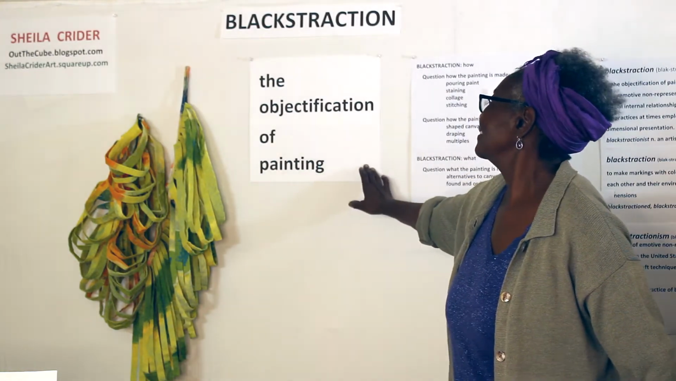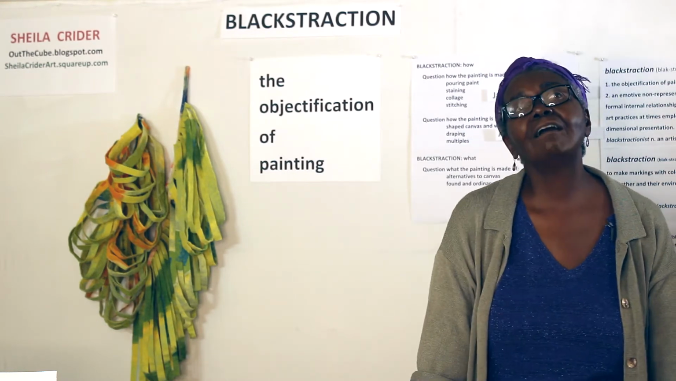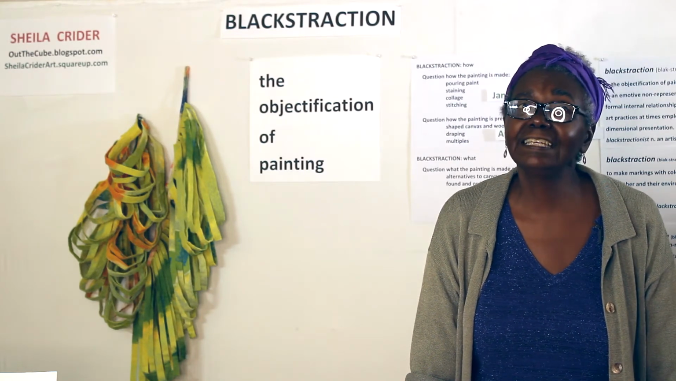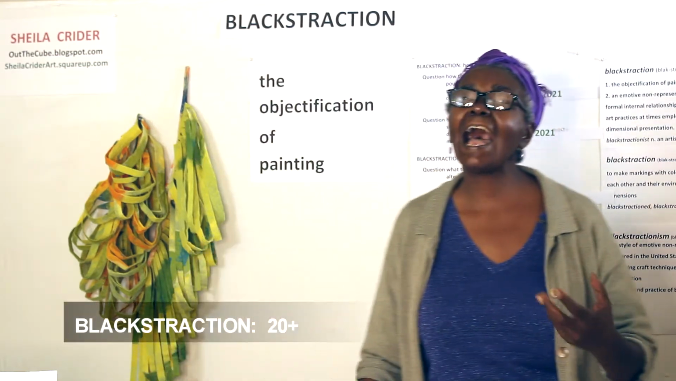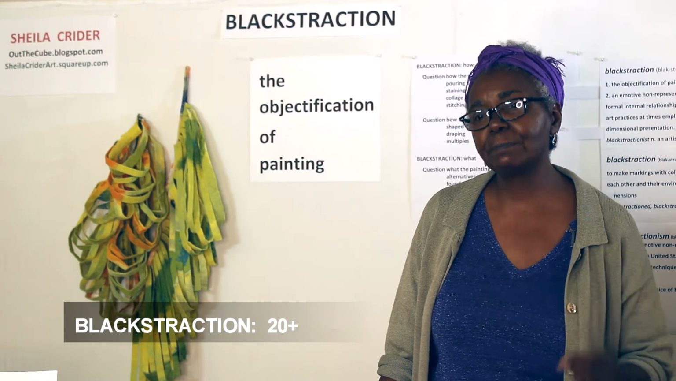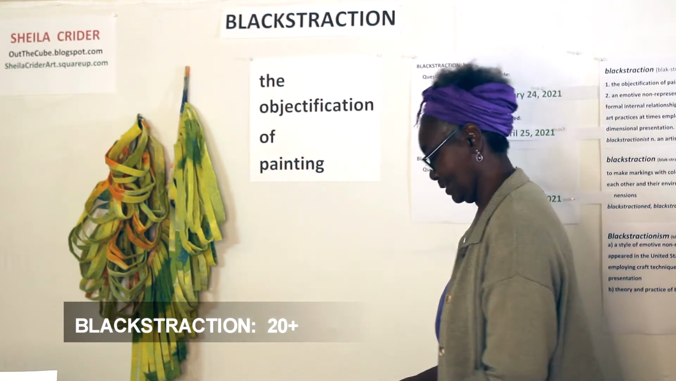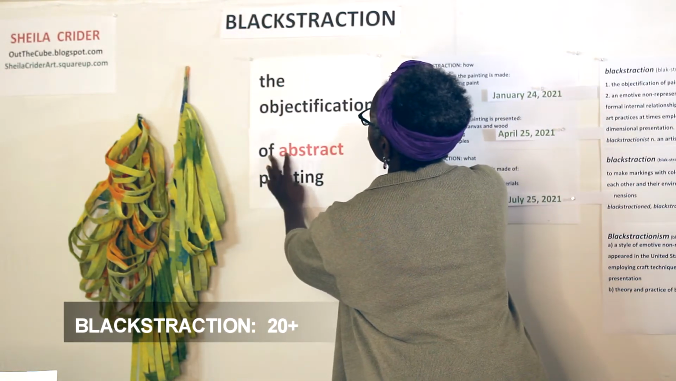When I celebrated the 10-year anniversary of Blackstraction, that's when I decided the objectification of painting was the primary definition. And as I've been working on the timeline thus far, I also realized that I was handicapping myself because all the techniques and things that I found in Blackstraction also happen in figurative and representational work. So the difference of how these things are applied in abstraction is what makes it Blackstraction, right? So I'm altering the definition one last time. And what we have now is the objectification of abstract painting.